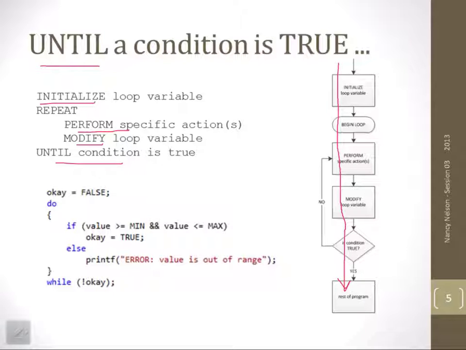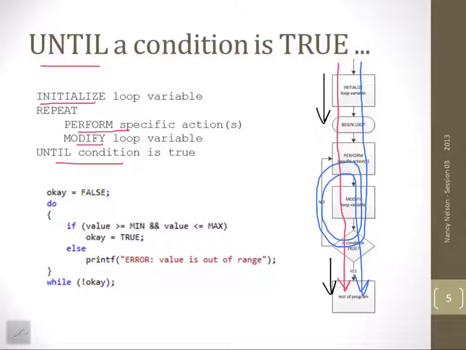If, on the other hand, we come through, we do the actions, we modify the variable, and it's not true yet, it's going to loop back, perform the actions again, another modification, and it's going to repeat that until that condition becomes true, in which case it would fall out. You'll notice once again we have one path into the loop, one path out of the loop.